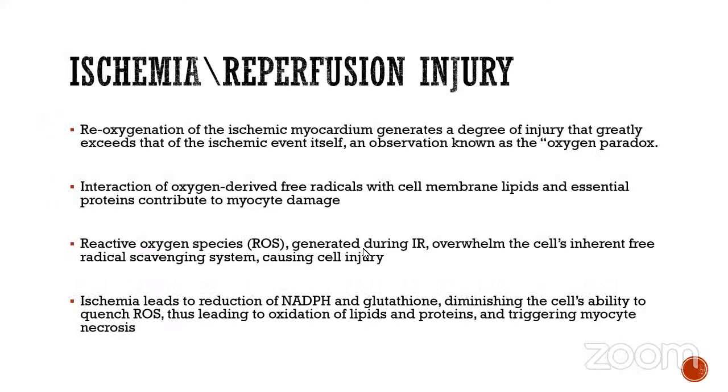usually are generated during reperfusion overwhelm the cell's inherent free radical scavenger system, namely the glutathione system. So ischemia leads to decrease in NADPH and glutathione. That's why when the free radicals are created, when reperfusion happens, there aren't enough scavengers to take care of the oxygen-free radicals, which will lead to myocyte necrosis.